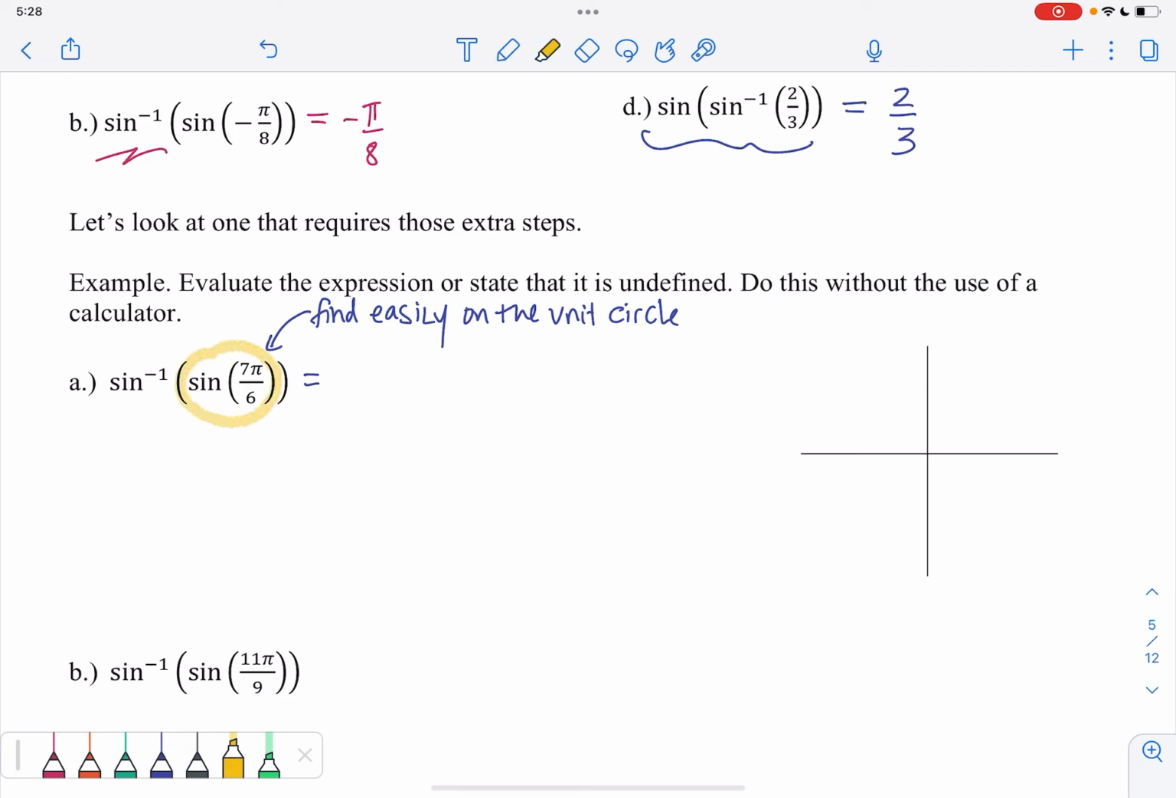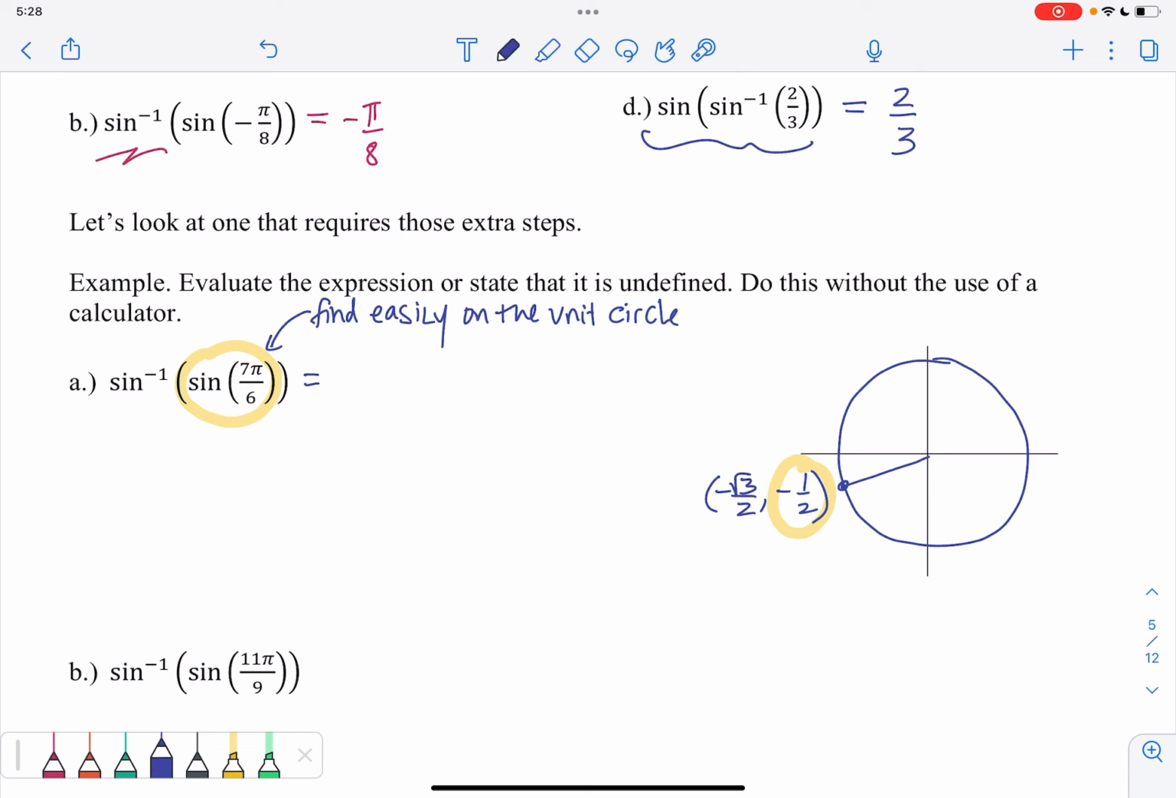So first, just find the value of sine of 7 pi over 6. So I'm going to draw a little unit circle over here. 7 pi over 6 is right here. The coordinates at that point are -√3/2, comma, -1/2. And so the sine value is the y coordinate there. So sine of 7 pi over 6 is equal to -1/2.